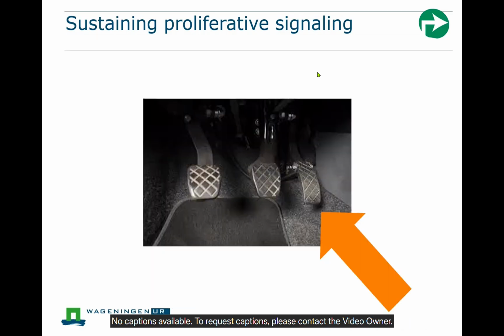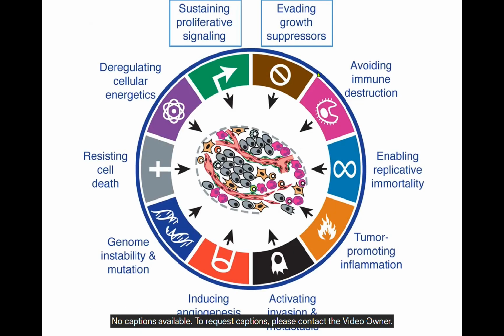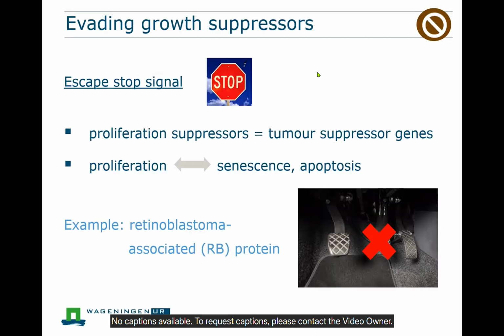So as a summary, the hallmark of sustaining proliferative signaling can be seen as the gas pedal of a car that is always pushed, resulting in chronic proliferation. Let's continue with the second hallmark, which is evading growth suppression. Evading growth suppression means, in other words, ignoring the stop signal.